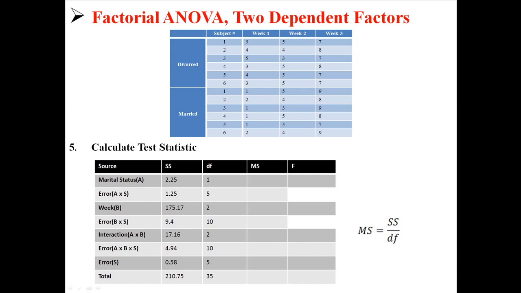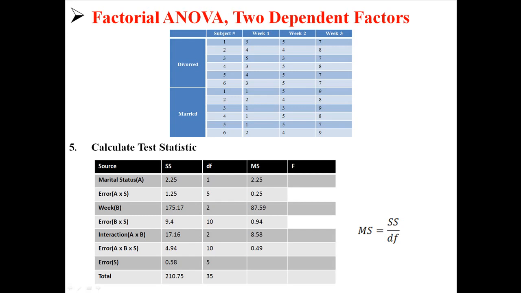Now we need to find our mean squares, which is not that bad. It's just our sum of squares divided by our degrees of freedom. So we find all those. Like for marital status, we just take 2.25 divided by 1, we get 2.25. You just divide across. Not too much work.